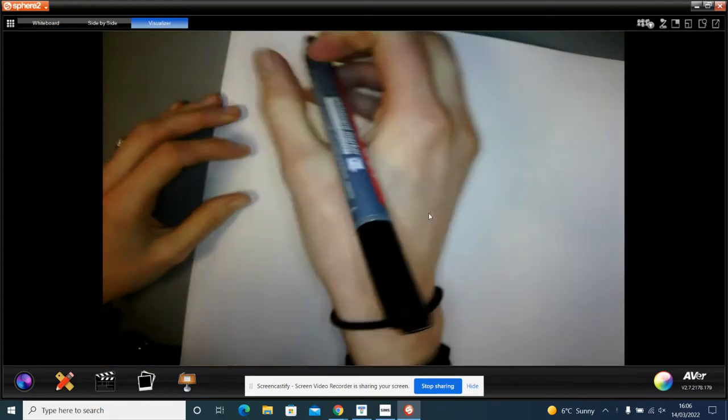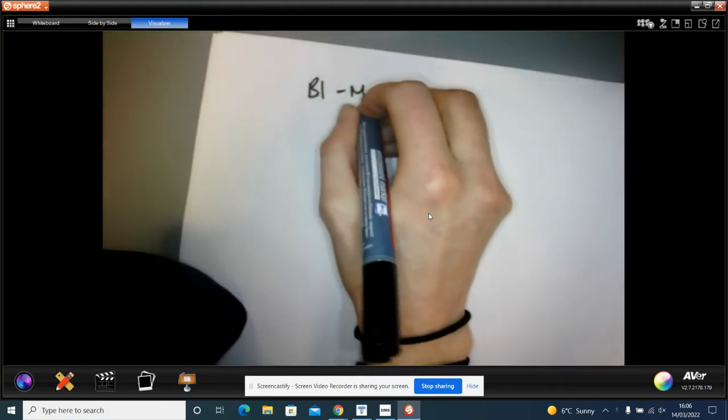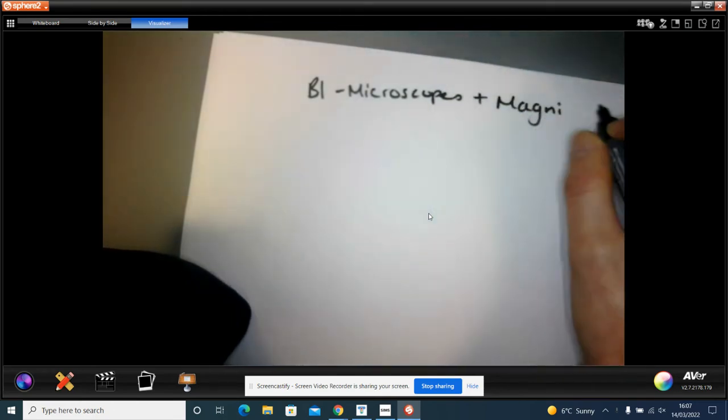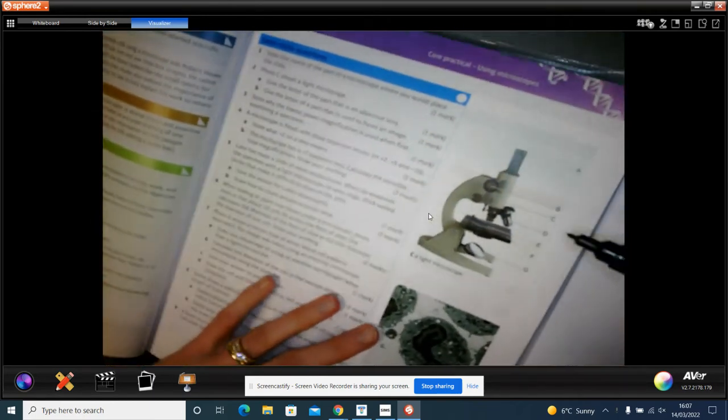So I'm going to do misconceptions in B1, microscopes and magnification. Now, the first thing is being able to identify the different parts of the microscope.